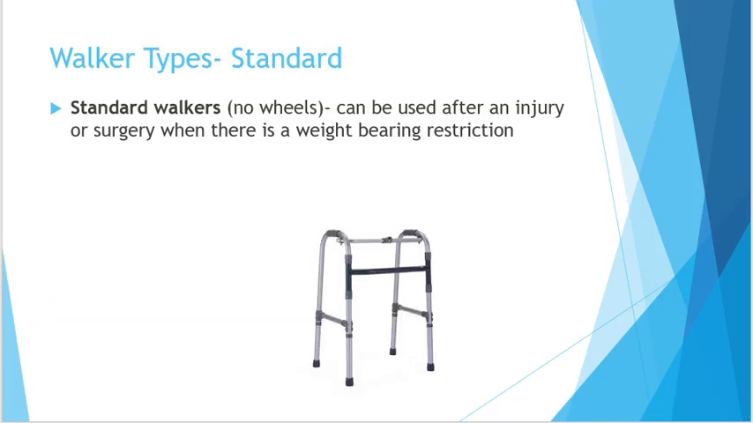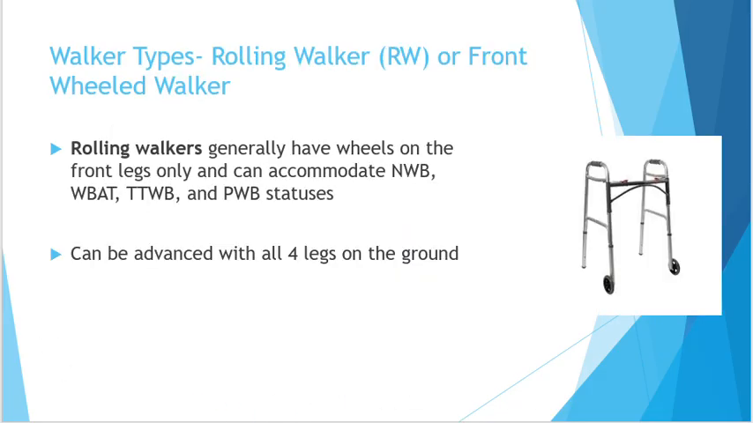So there's several different types of walkers that you'll see out and about in the world. So the most basic looks like this. This is called a standard walker. It has no wheels, and it can be used after an injury or surgery when there is a weight-bearing restriction. So you can see how they'll have to kind of pick it up every time in order to advance.